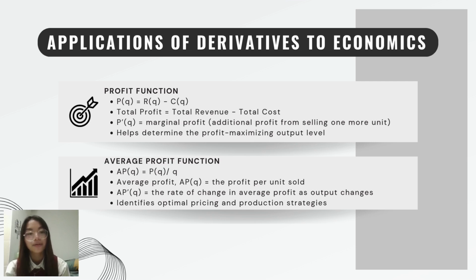Last but not least, we have the average profit function, which is denoted by AP of Q, and it is equal to the profit function divided by the quantity of goods. And the derivative of the average profit function is the rate of change in average profit as output changes. This helps businesses identify optimal pricing and production strategies.